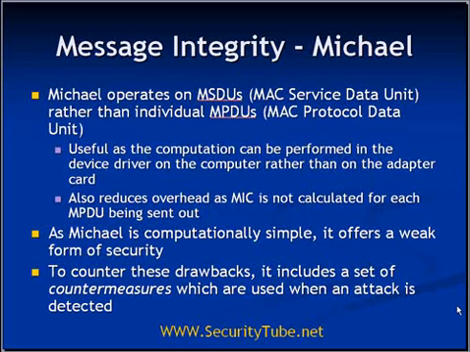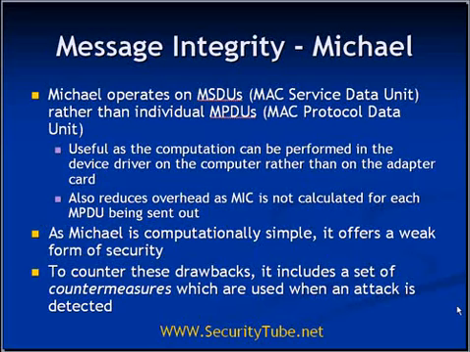It operates on the MSDU, or MAC service data unit, rather than the MPDU, or MAC protocol data unit. The MAC protocol data unit, or MPDU, is the actual frame which is transmitted on the air, and the MAC service data unit is the unfragmented frame. So MPDU is the fragmented frame and MSDU is the unfragmented frame.